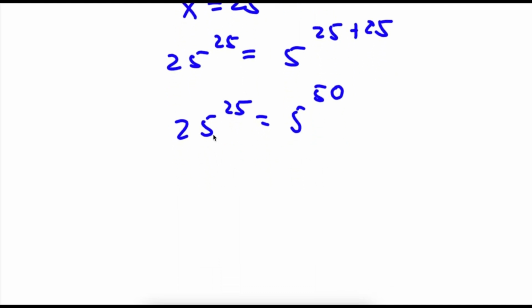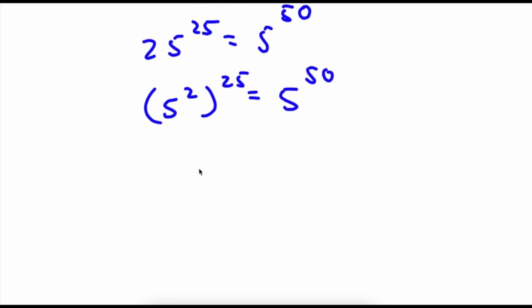Now to simplify this, 25 is the same thing as 5 squared. So now I have 5 squared to the power of 25, which is equal to 5 to the power of 50. Now if I have something in the form a to the power of m, to the power of n, this is equal to a to the power of m times n.